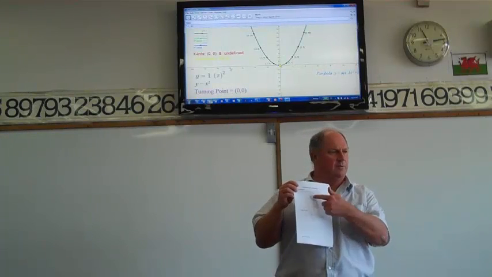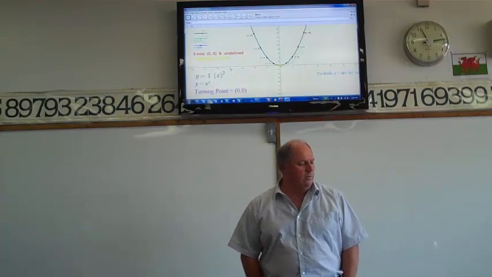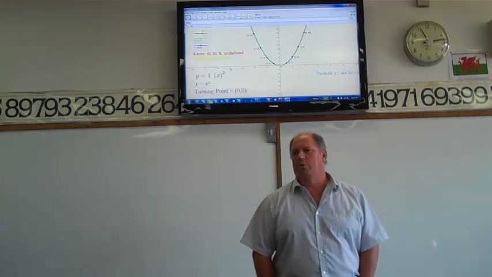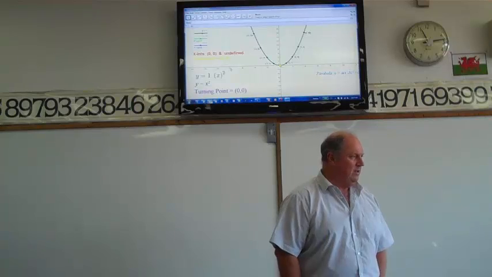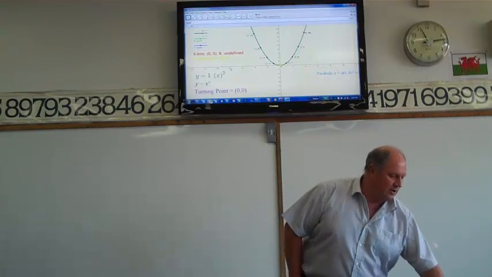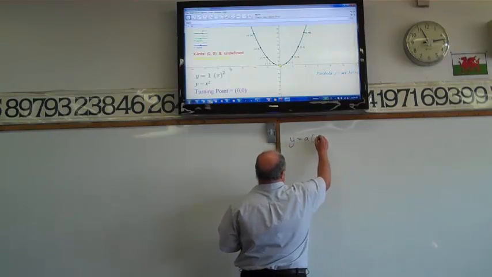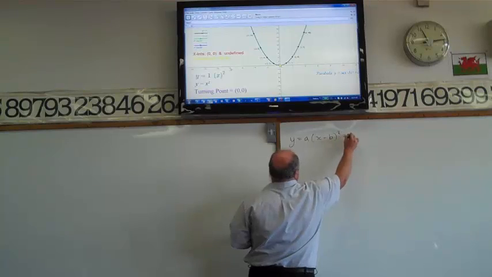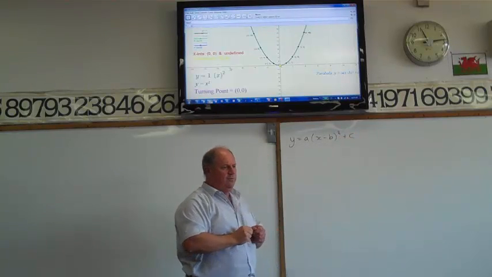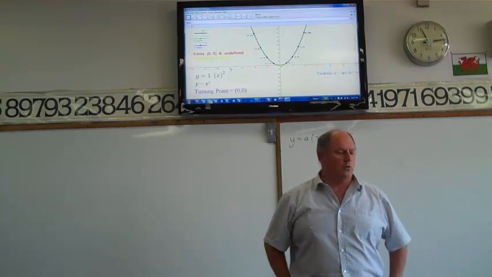Right, turn to 9.3 section, thanks to your booklets. We're going to now look at quadratics in a different form. This form is called the turning point form. So you see it's got there y equals a bracket x take b all squared plus c. That's called the turning point form. Can you write that at the top of your notes please there? This is the turning point form.